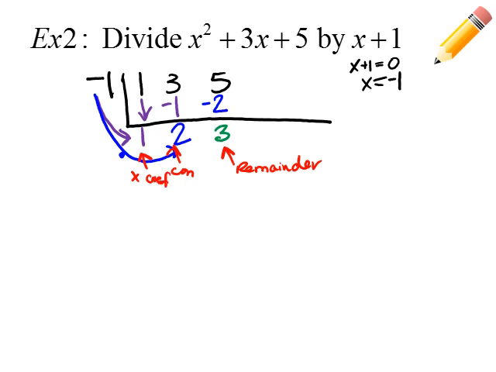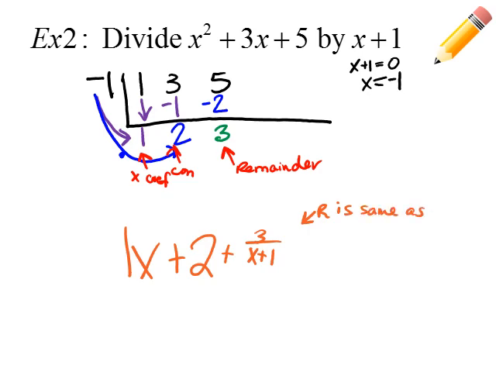So if I write my final answer for my quotient, I am going to have a 1x plus 2. And I have a remainder. Remember, remainders, we add on the piece that does not divide in evenly. So we have 3 over our divisor of x plus 1. So this remainder is the same as long division. Okay, so all of our answers, no matter what form of division we use, should look the same.